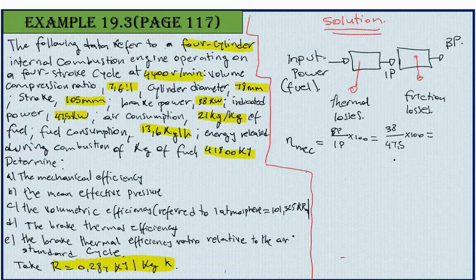So now if I compute this, I have 38 divided by 47.5 multiplied by 100. So I have 80%. So question A is completed. Now in question B they want us to determine the volumetric efficiency.